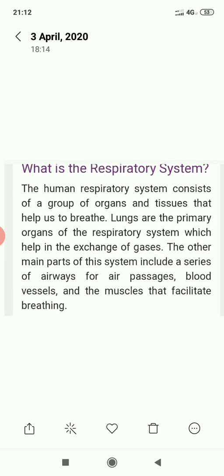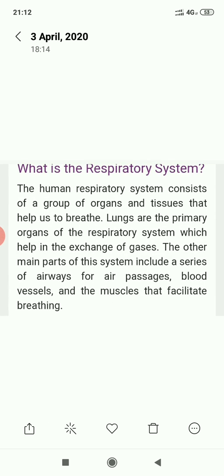Namaskar. Today, in the continuation of the topic on chapter 6, life processes, I'll tell you about the human respiratory system. And in the end, we will discuss respiration in aquatic animals and fishes. So, the question arises, what is the respiratory system? It is a system which consists of a group of organs and tissues which helps us to breathe.